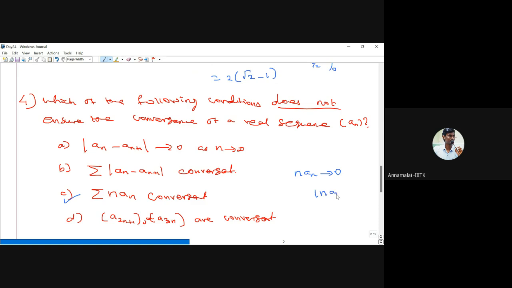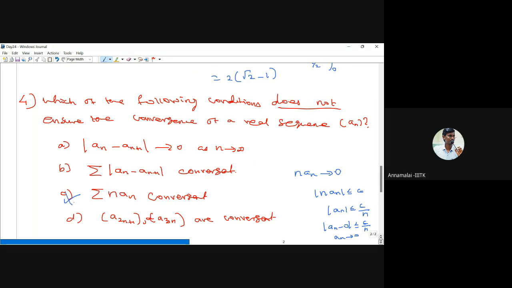So converging to 0 means that n an is bounded by some constant epsilon. So that means modulus of an is less than or equal to epsilon by n. And this is nothing but modulus of an minus 0 is less than or equal to epsilon by n. So therefore, an converges to 0. So if this happens, then it converges. But we don't want an to be convergent. Therefore, this is not the correct answer.